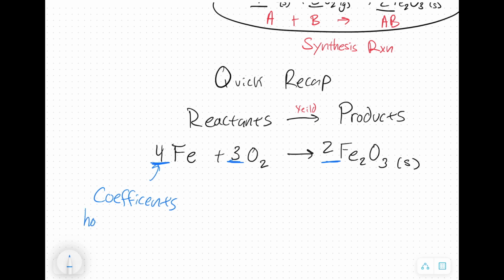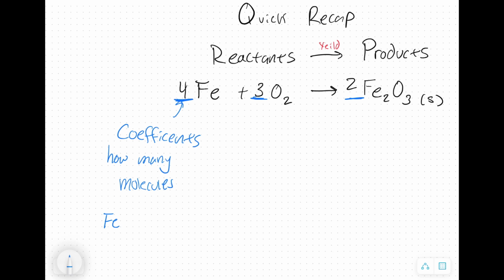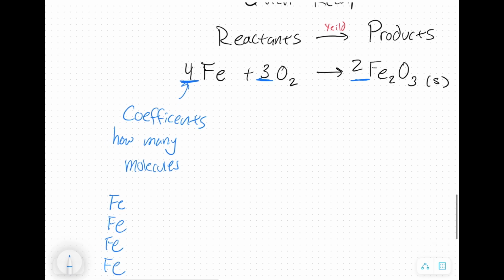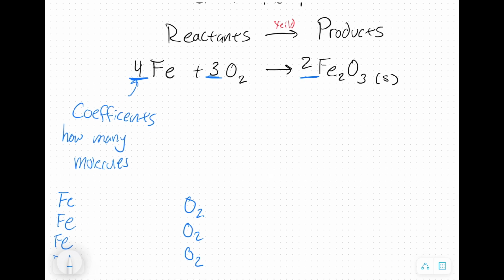Coefficients just tell you how many molecules. So that 4 in front of the Fe tells me I have 1, 2, 3, 4 Fe's. The 3 in front of the O2 tells me I have 3 of those O2 molecules. So I have O2, O2, O2. And that 2 in front of the Fe2O3 tells me I have 2 Fe2O3s.